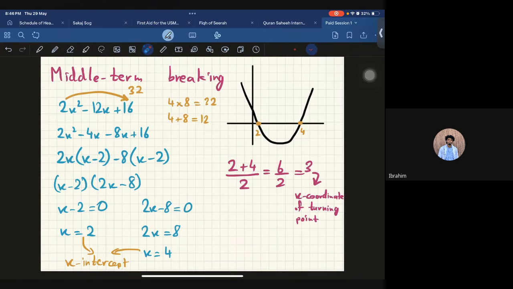All right. So we found the x coordinate of the turning point. Now we need to find the y coordinate. For the y coordinate, we'll input the x coordinate into the equation of the curve. So the equation of the curve is over here. We'll input the x coordinate into that. So 2x square minus 12x plus 16. Inputting 3 in place of x.